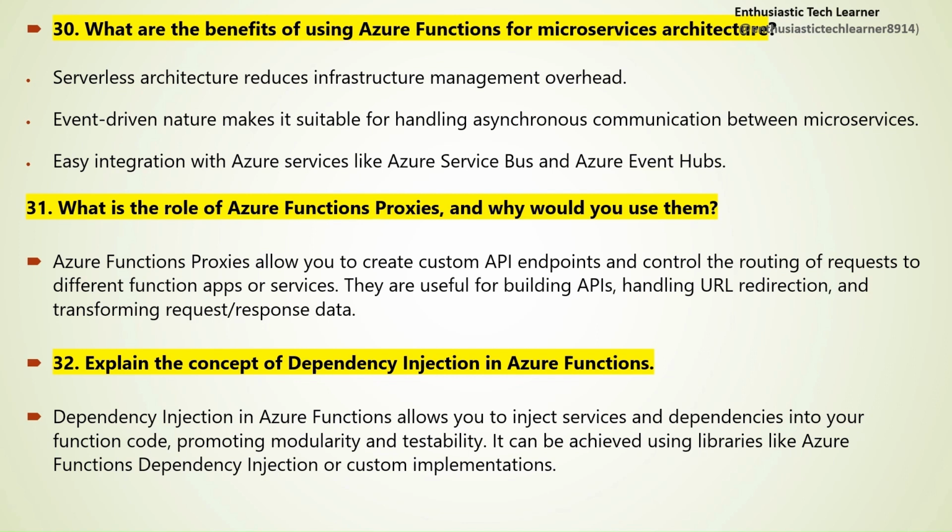What is the role of Azure Functions proxies and why would you use them? Azure Functions proxies allow you to create custom API endpoints and control the routing of requests to different function apps or services. They are useful for building APIs, handling URL redirection, and transforming request/response data.